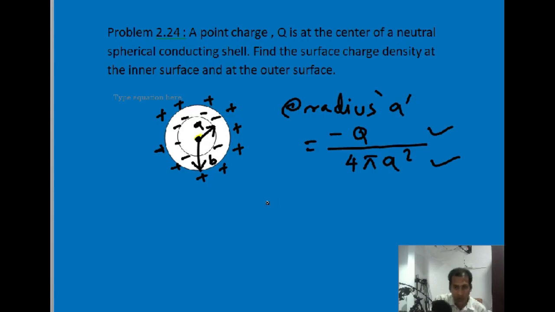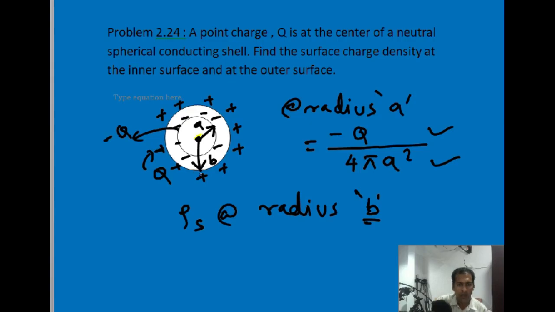And what about the outer sphere? So rho s at radius B. The outer sphere charge is positive Q, right? As inside we have negative Q, now outside we have positive Q. What is rho s? Rho s is a density. How do we remember them? All the densities are equal to charge divided by area.